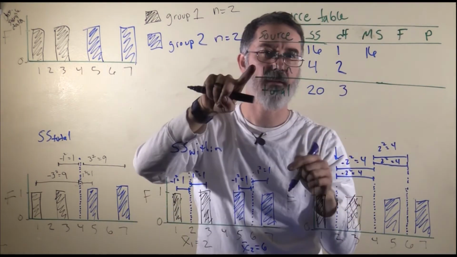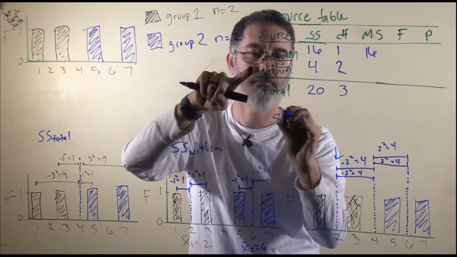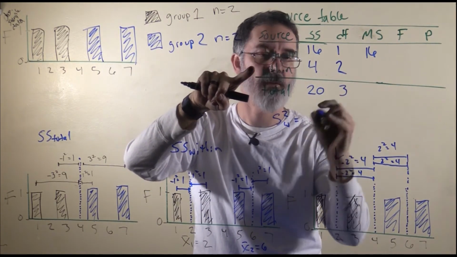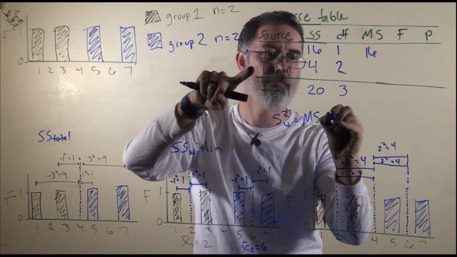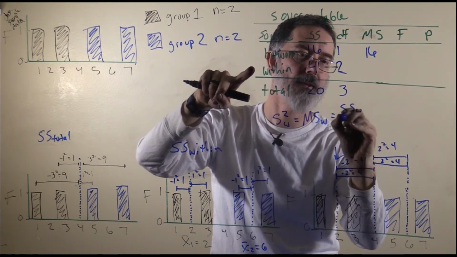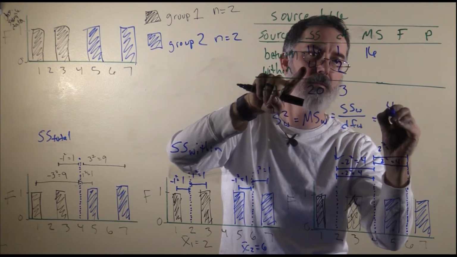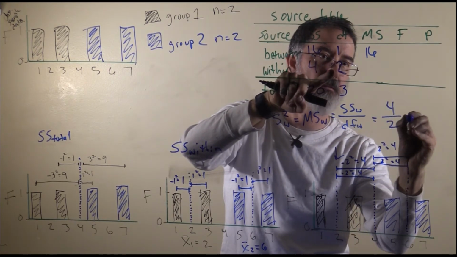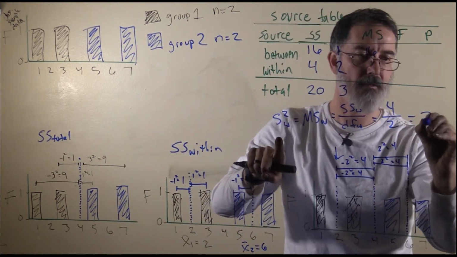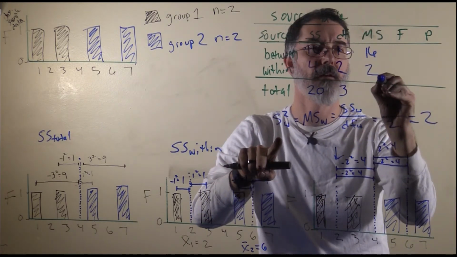Okay, next we can calculate the variance within, which is also the mean square within. So that's the sums of squares within divided by the degrees of freedom within. Sum of squares within is 4, degrees of freedom within is 2. So our variance within is going to be 2. So we can put that right up there.